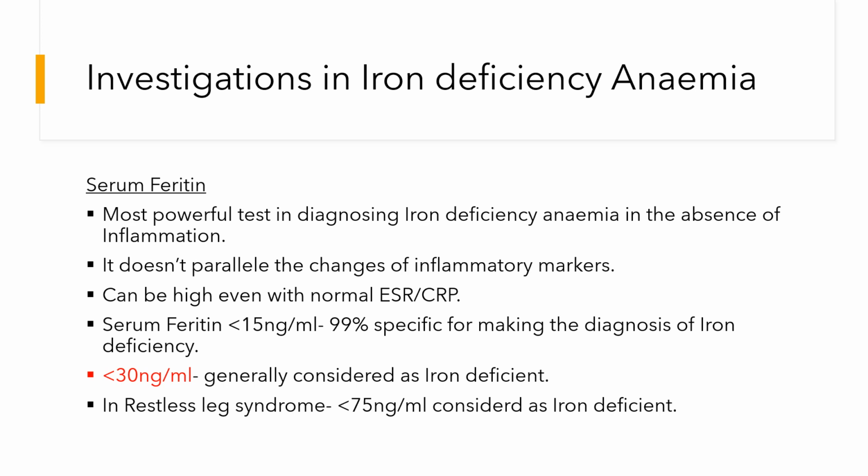If it is less than 15 nanograms per milliliter, it is 99% specific for making the diagnosis of iron deficiency. And the cutoff level for iron deficiency should be less than 30 nanograms per milliliter. But in conditions like restless legs syndrome, we consider even less than 75 as iron deficient.